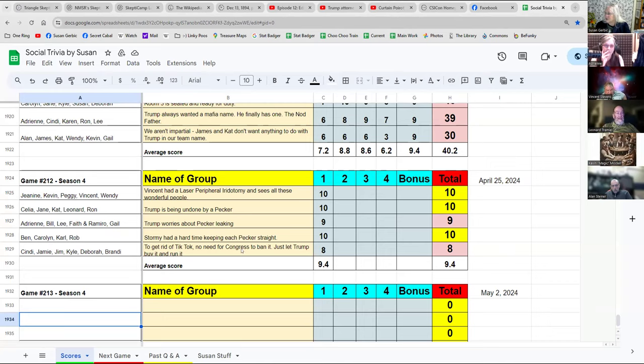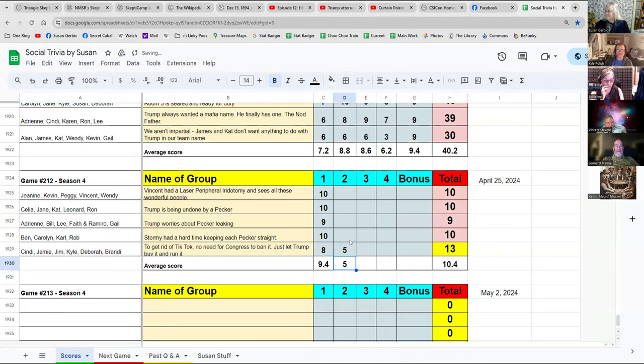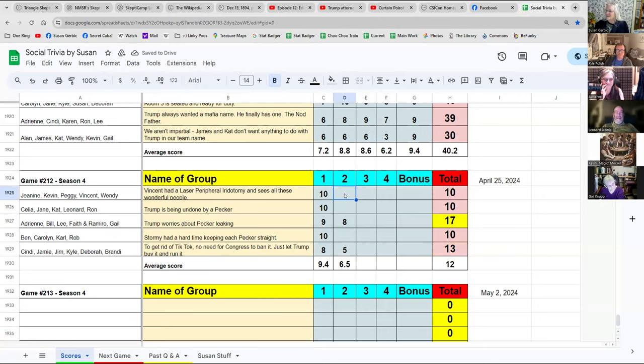To get rid of TikTok, no need for Congress to ban it. Just let Trump buy it and run it. We got 5. Okay. Ooh, the high score. You're in the lead. Trump worries about pecker leaking. We had 8. Not getting Alan. Now you're in the lead. Vincent had a laser peripheral iridotomy and sees all these wonderful people. You got 3. Ooh, that is bad. Ooh. Except you're tied.